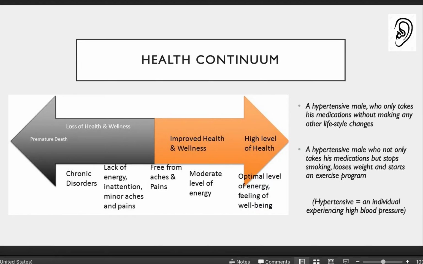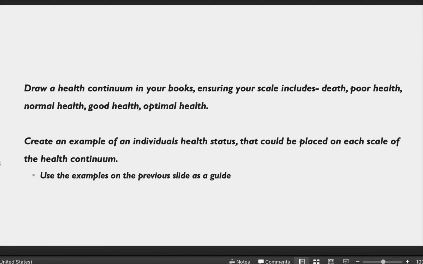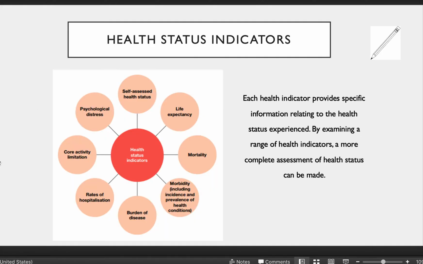So we spoke about a continuum. We spoke about understanding that health can move across the continuum. You can go from high levels of health and living for very long years, reaching the expected life expectancy, or premature death from things like chronic disorders or doing things the wrong way. I ask you to draw the health continuum and give examples. And then we looked at the different health status indicators, which we've been working our way around.